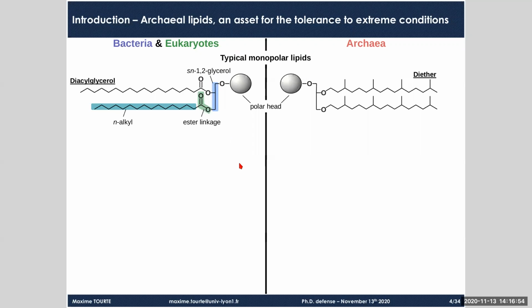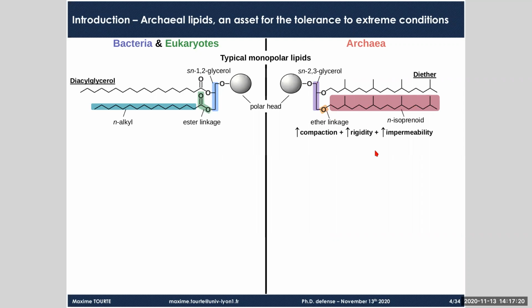Indeed, if we look at the bacterial and eukaryotic lipids, they are built upon straight alkyl chains here that are ester linked to a glycerol in a 1,2 configuration. While in Archaea, the hydrophobic core is constituted by a branched isoprenoid chain here that is ether linked to a glycerol in a 2,3 configuration. So all these characteristics have been associated with enhanced parameters of the membrane in Archaea, such as the compaction and the rigidity of the membrane.